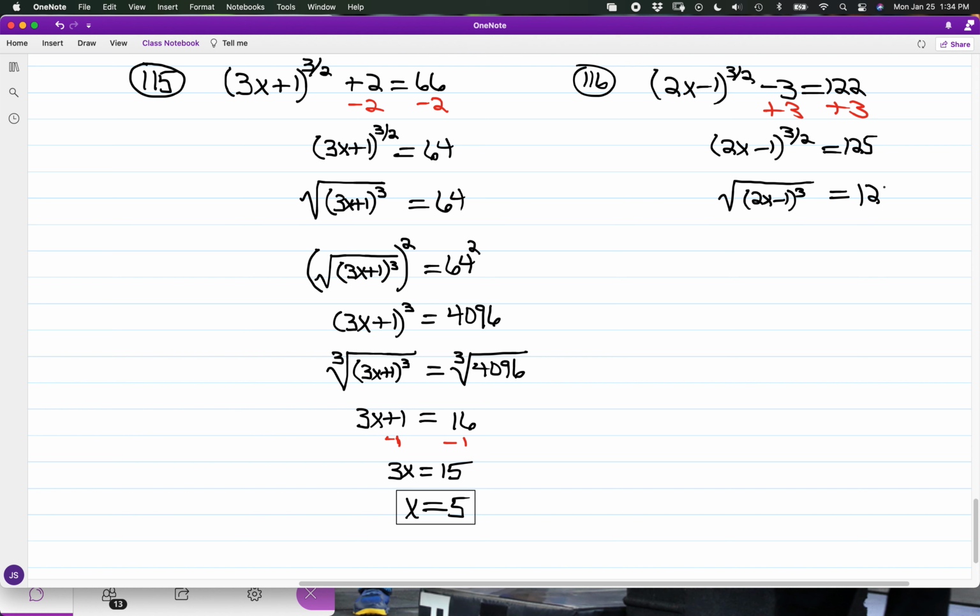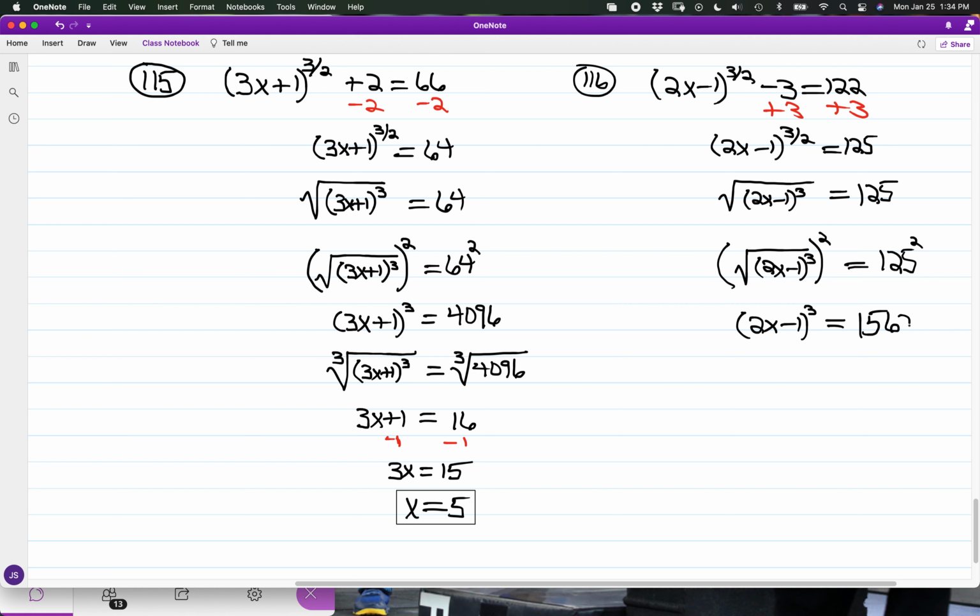Now in terms of the numbers, they're different, but the process, the follow-through, is going to be identical. So we're looking at squaring both sides. Here we have 2x minus 1 cubed, freed up from the radical, and 125 squared. Let's have a really big number with 15,625.